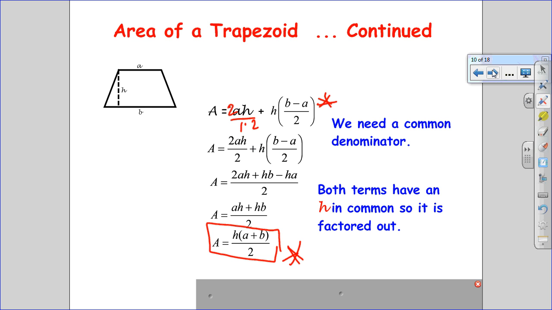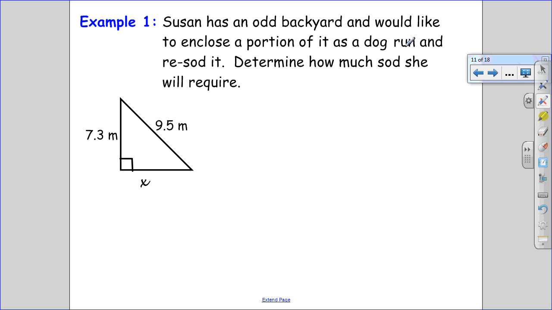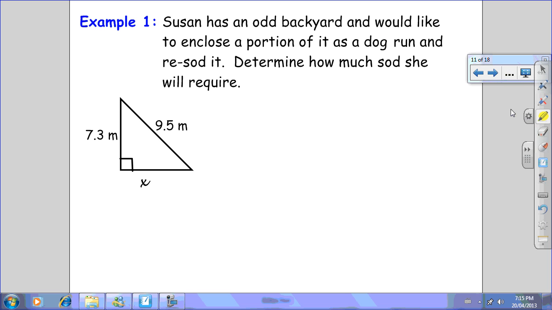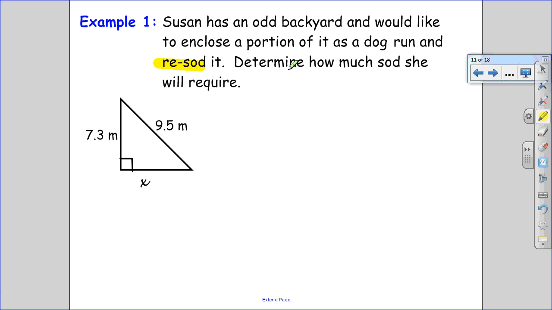What's the formula for the area of a trapezoid? We're going to move on to an example. Susan has an odd backyard and would like to enclose a portion of it as a dog run and resod it. It's the same diagram we had the other day, and we're going to determine how much sod she will require. She wants to resod it.